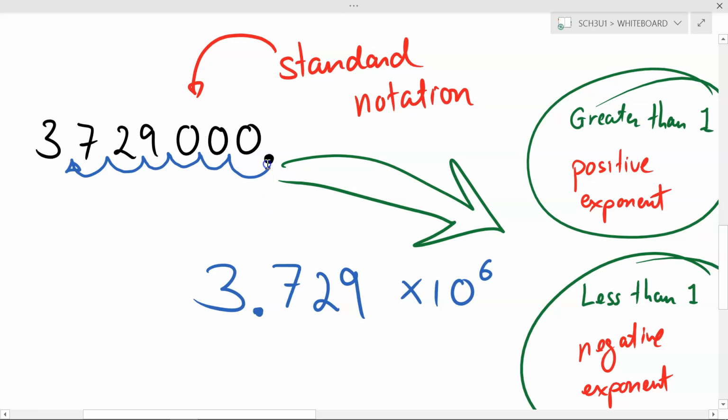Now just be careful when you're moving your decimals that you're counting the spaces in between. A common mistake students make is counting the actual digits themselves, but that doesn't make sense because does the decimal actually land underneath the number? No, it should be between numbers. So make sure you're counting in between the numbers.